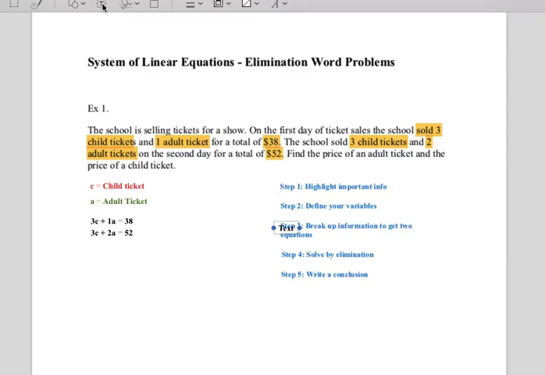So if we do that, we get 3c minus 3c, which is 0, and we get 1a minus 2a, which is negative 1a, and we get 38 minus 52, which we get negative 14.